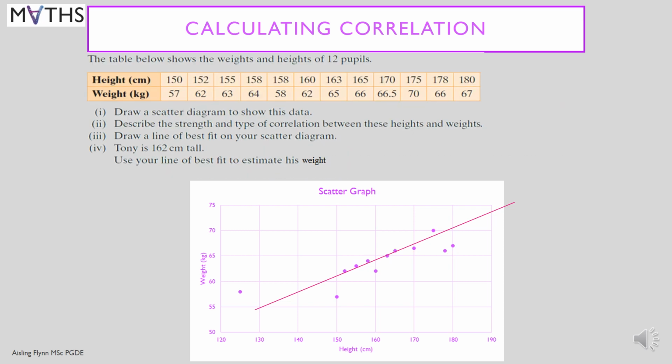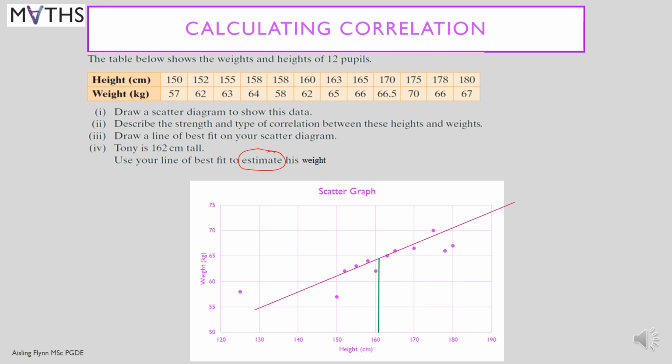Okay, so now we're asked, Tony is 162 centimeters tall. Use your line of best fit to estimate his weight. The word estimate is used because we've drawn our best fit line by eye, and yours may be slightly different than mine, so we might get slightly different answers for this part, and that's okay. So he's 162 centimeters tall. Firstly, you have to locate that on your x-axis. So roughly about there for me.